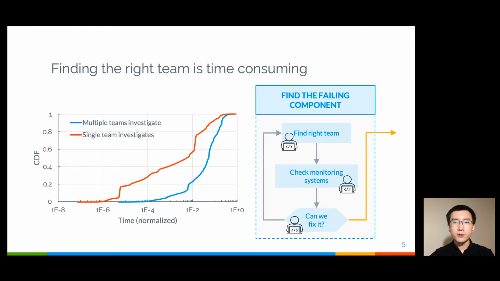Here is a CDF curve of the normalized investigation time when one or multiple teams investigate the incident. We can see that in the median, misrouted incidents take 10 times longer to resolve compared with incidents that were sent directly to the responsible team. But how can this happen? Let me first give you an example.